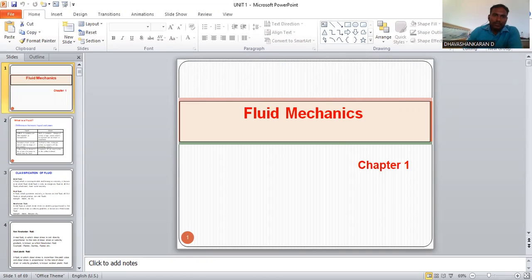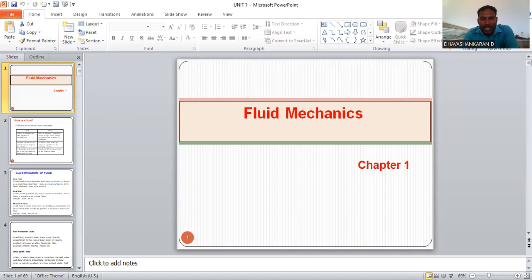Our next type is the non-Newtonian fluid. Here, the shear stress is not directly proportional to the velocity gradient. This is known as a non-Newtonian fluid. Examples are plaster, slurries, and paste. These categories all come under the non-Newtonian fluid.